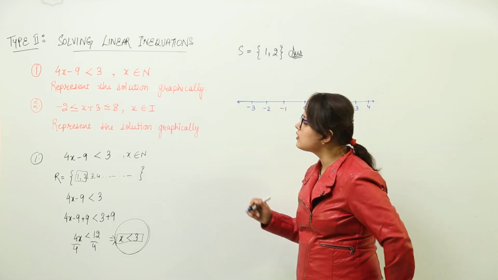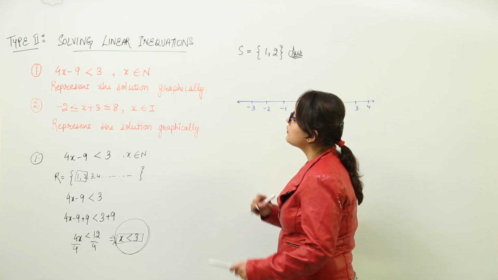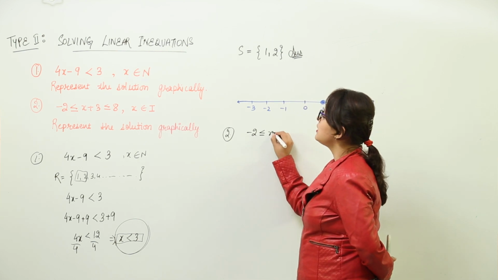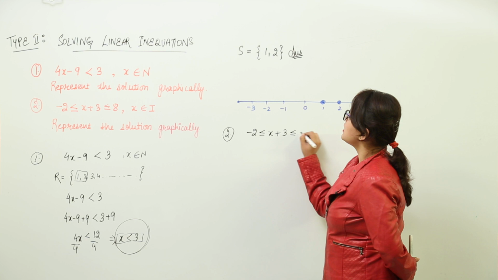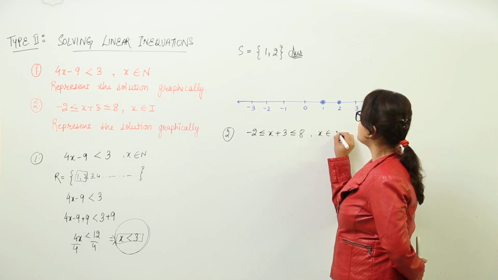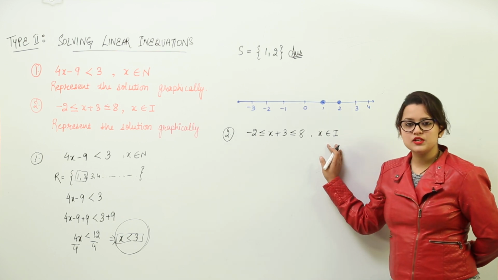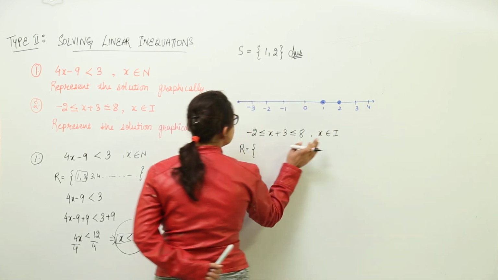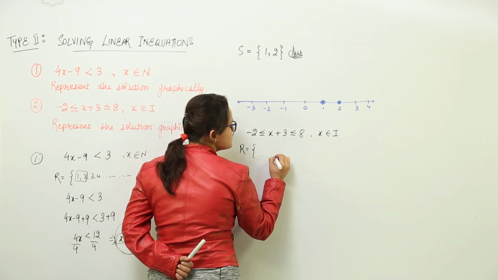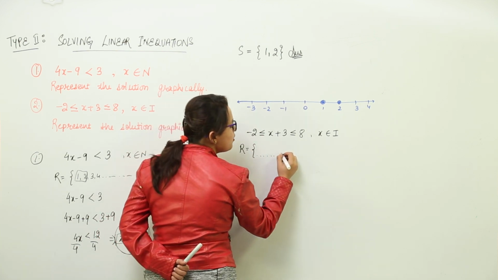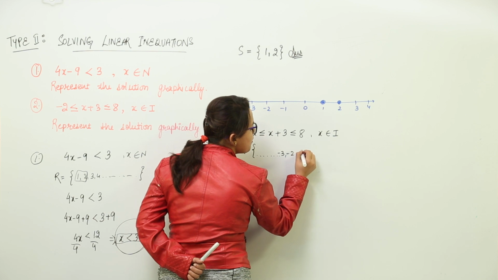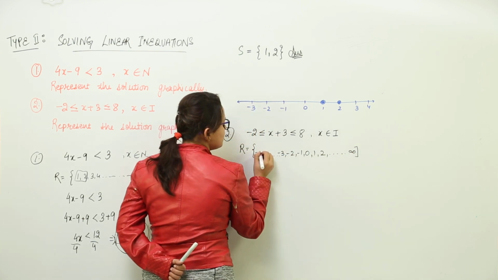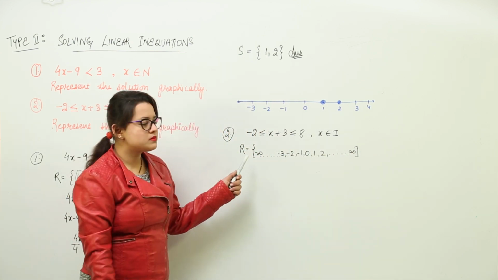So let us do another question now. The next question is where we have to find the value of x, and the inequation given to us is minus 2 less than or equal to x plus 3 less than or equal to 8, where x belongs to I. Now I represents the integers. We are going to write the replacement set for this one. The replacement set will have all the integer values, starting from minus infinity, going through minus 3, minus 2, minus 1, 0, 1, 2 and up till infinity. This is the replacement set for this question.